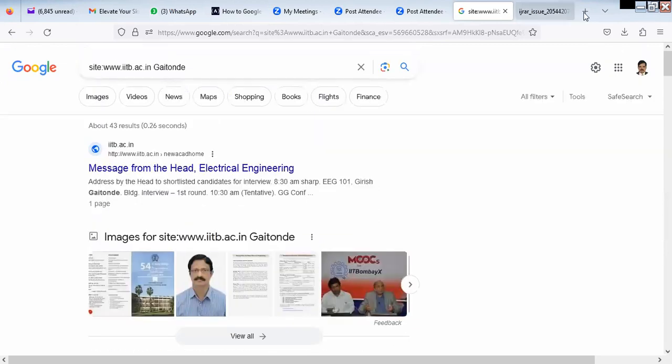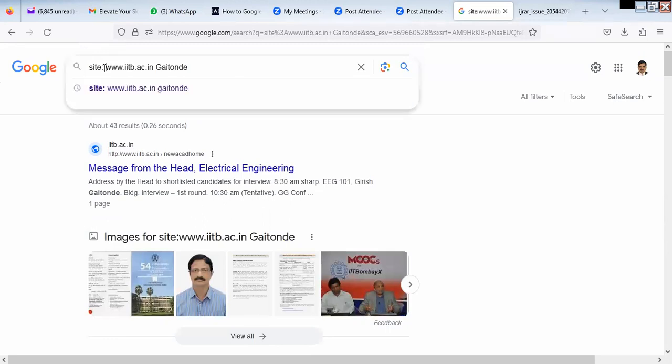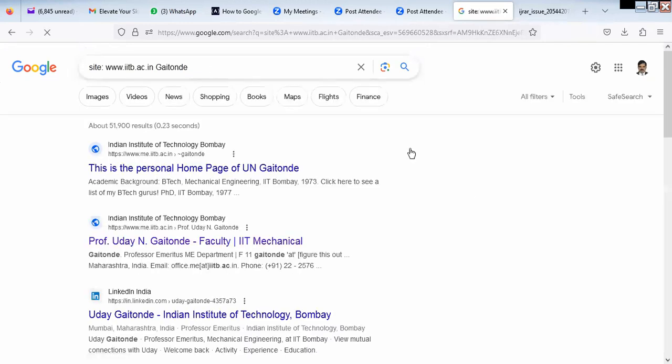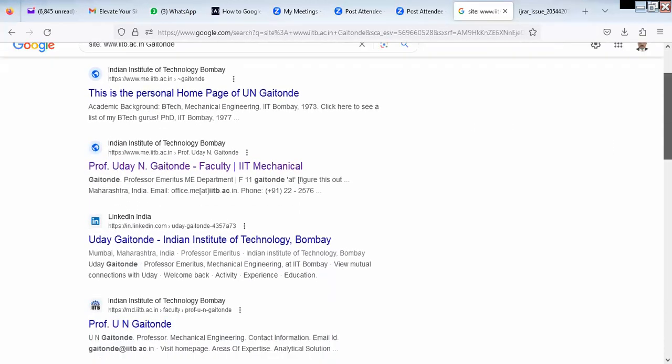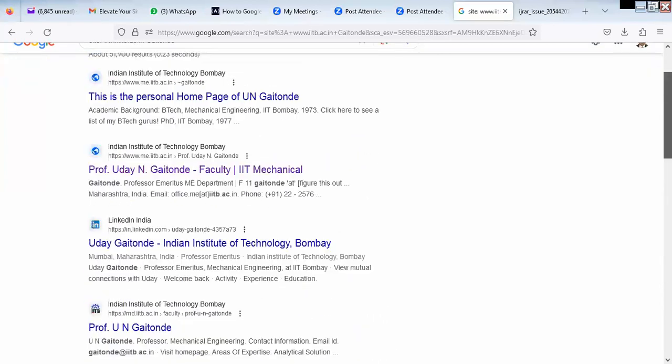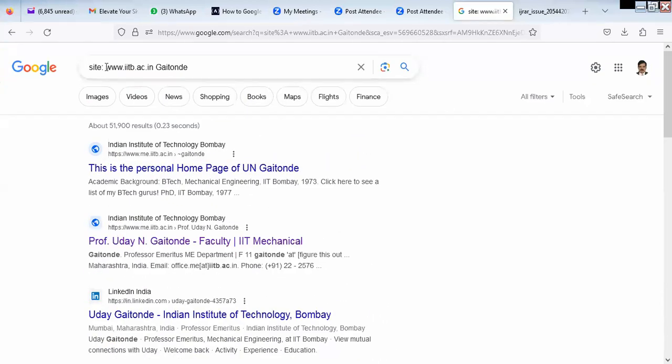So what I did, I removed the gaps. Then it is only strictly searching itb.ac.in. If I put a gap between the colon, it is also searching other sites like LinkedIn. What you have to do is bridge the gap, so there should be no gap.